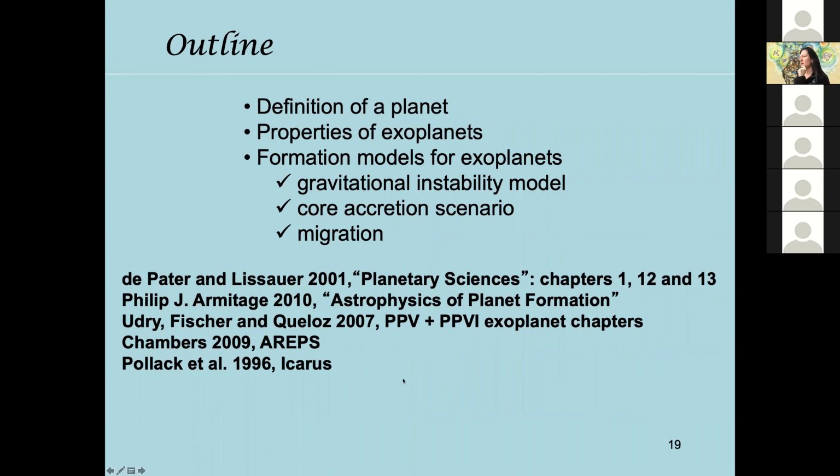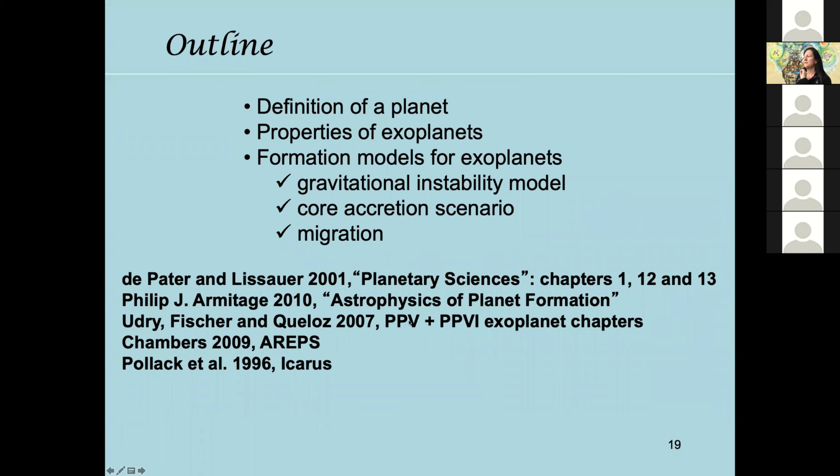Here is a list of important papers and books, actually. The Pater and Lissauer book of 2001 is good if you're interested in planetary science in general. Phil Armitage's is a really important, very beautiful book if you like theory, and it goes into the physics of planet formation. And then there are several, even old ones, that I always like, although, as I said, this is a field that is moving very fast.